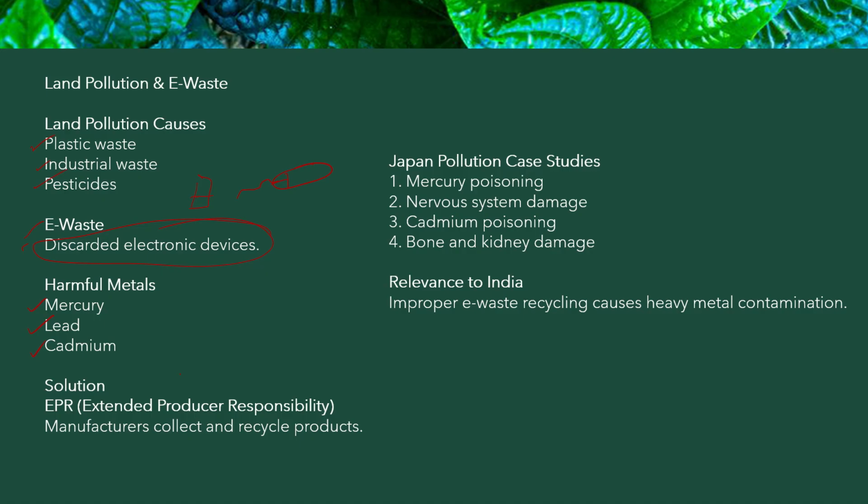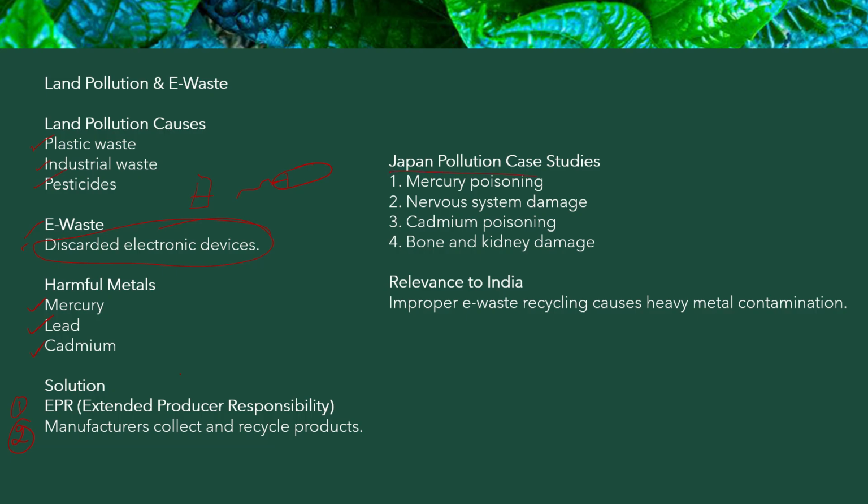Now the solution can be, first, EPR, extended producer responsibility. It is the responsibility of the producer for efficient making and disposal of the waste. Second, manufacturers collect and recycle products. You may be knowing, some companies that make phones take back their old phone as e-waste. And then the parts that can be recycled are recycled, and the rest are disposed of properly.